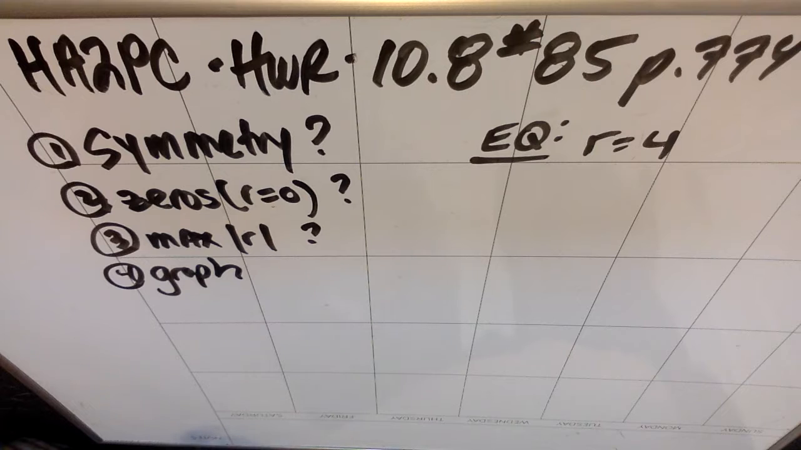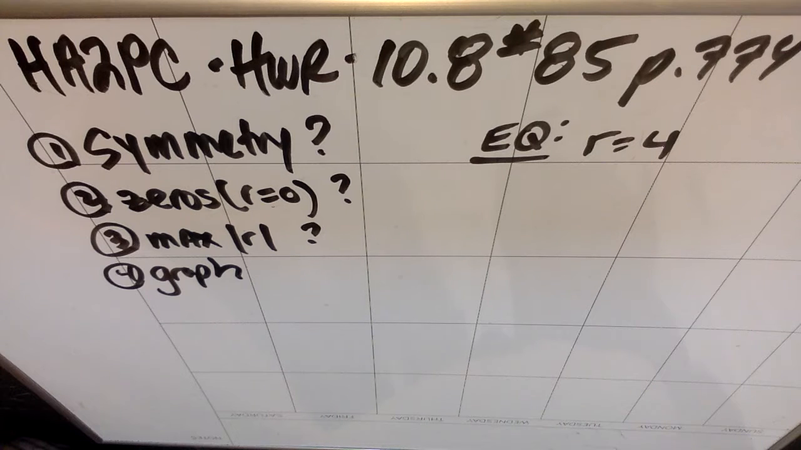4 things. Analyze the symmetry of that equation, figure out when r would be 0, so what are the zeros of this polar equation, figure out what the maximum value of the absolute value of r is, and then graph it. So here's the thing.